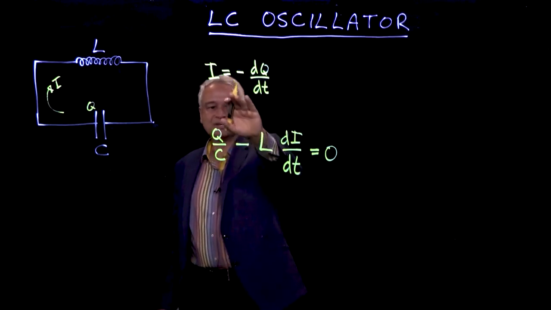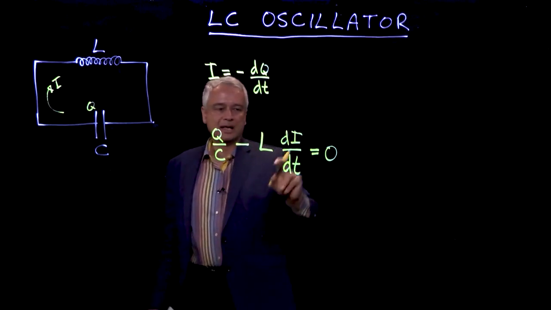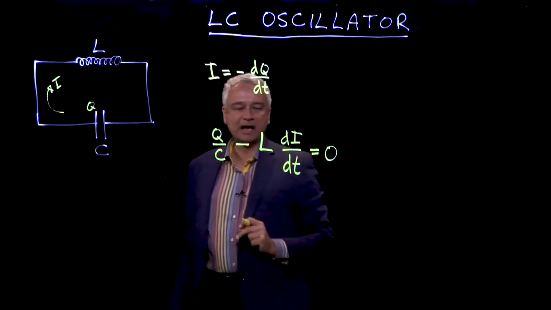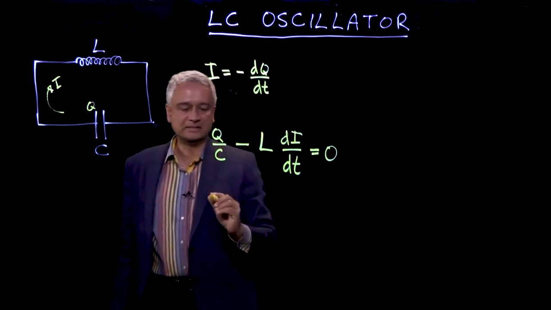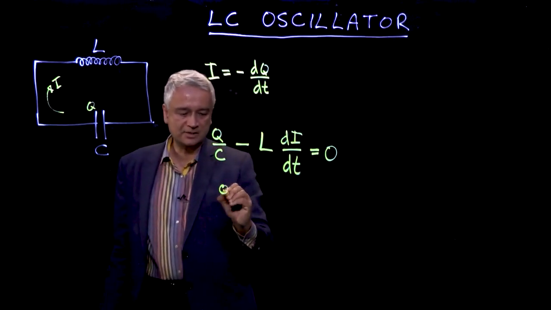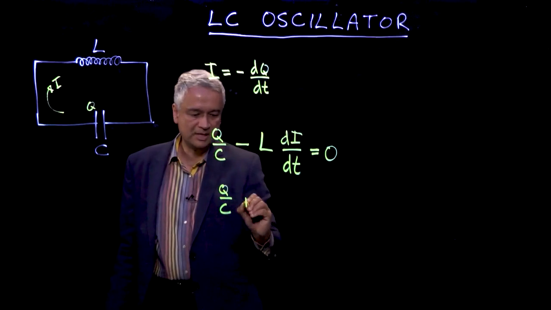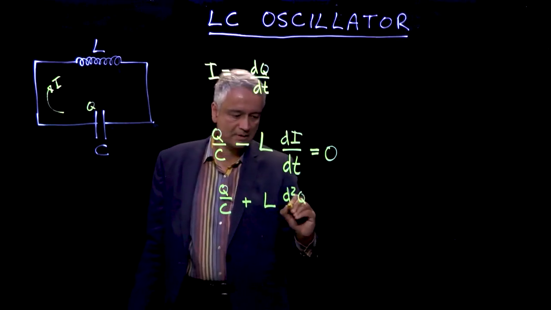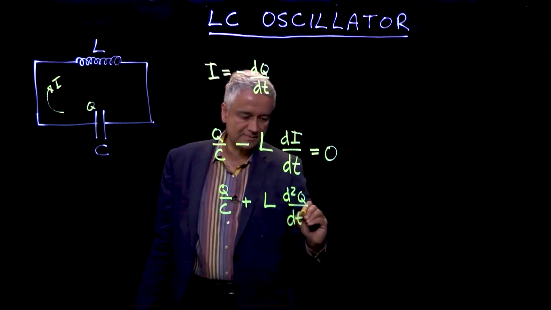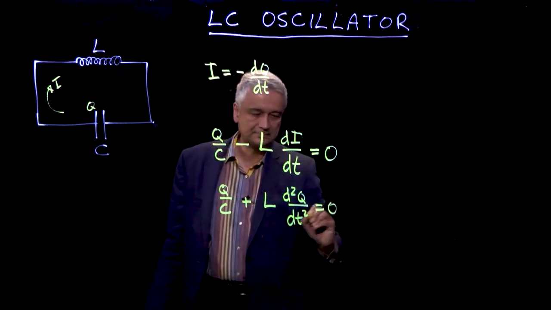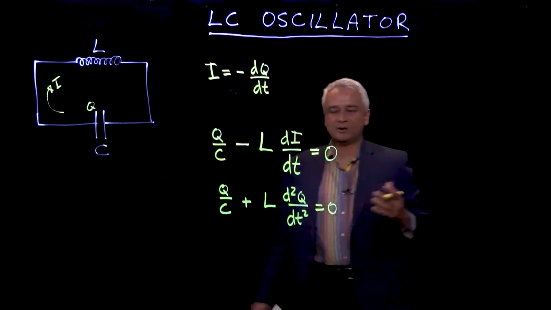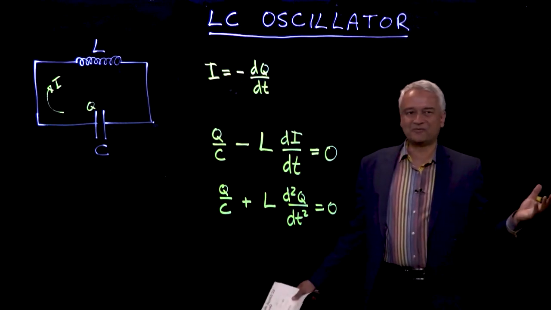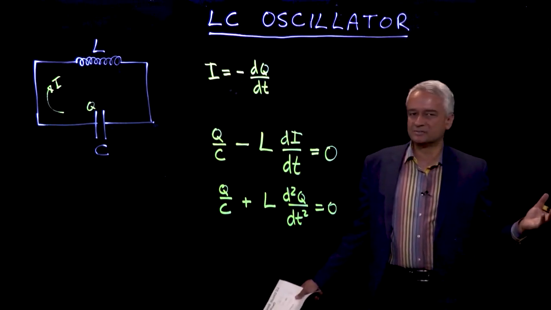Now I'm going to plug this equation into this one and replace I by dQ/dt with a minus sign. And so what I get is Q over C plus L d squared Q by dt squared is equal to 0. And look at that. I've got a second order differential equation, and it's an oscillator equation.